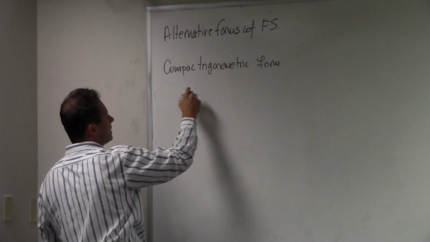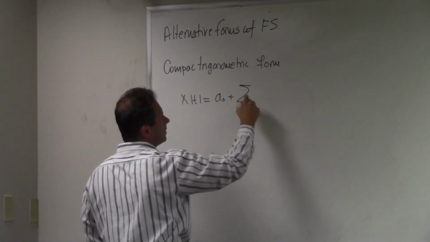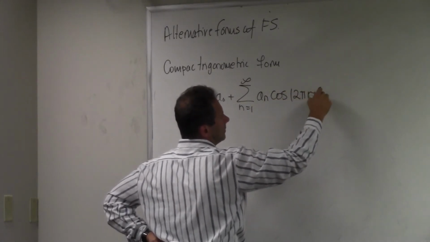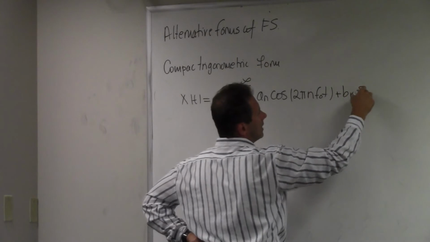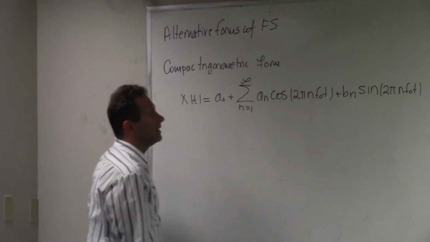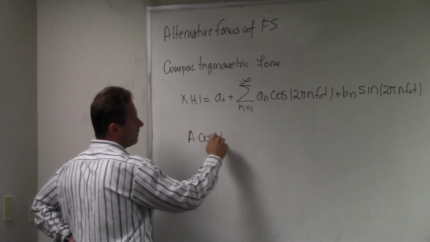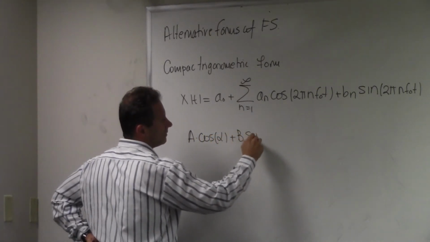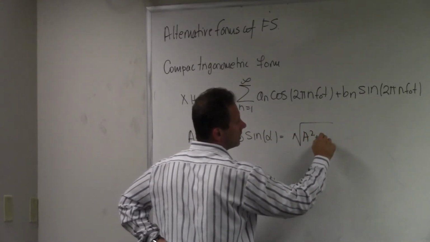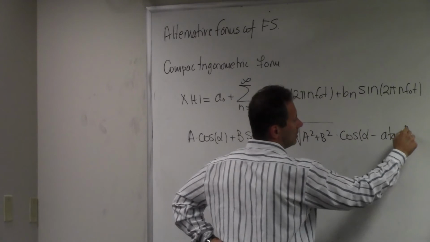In this case, we start by saying x of t is periodic, and it can be decomposed as A0 plus the sum, when n goes from 1 to infinity, of an cosine 2 pi n f0 t plus bn sine of 2 pi n f0 t. We're going to use the trig identity that we used several times throughout this course already, which says that a cosine of alpha plus b sine of alpha is going to be equal to the square root of a squared plus b squared times cosine of alpha minus arctangent b over a.